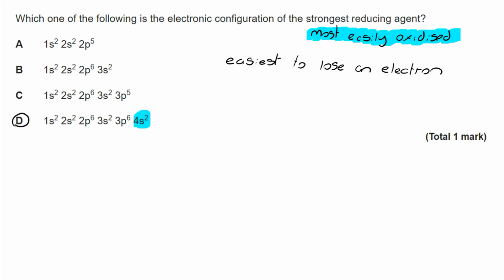And if you take a look, D, its outer electron, is in the 4th principal energy level. It's much further away, it's less attracted to the nucleus, and it's subject to more shielding. For those reasons, that's why D is the strongest reducing agent.